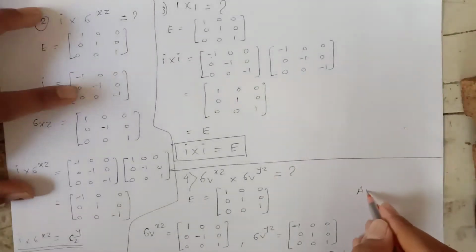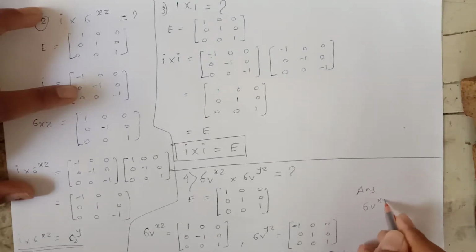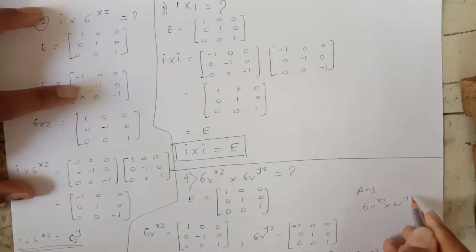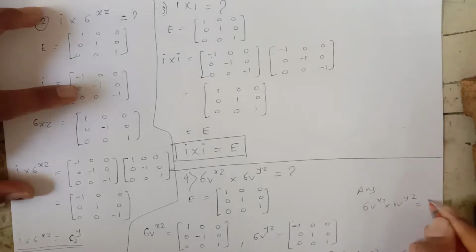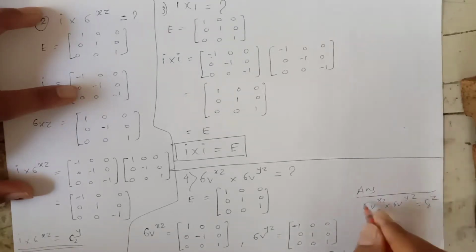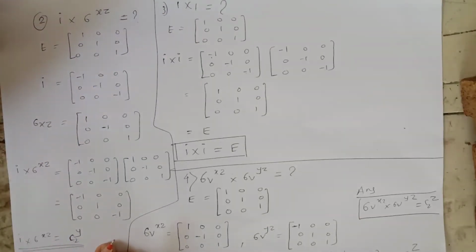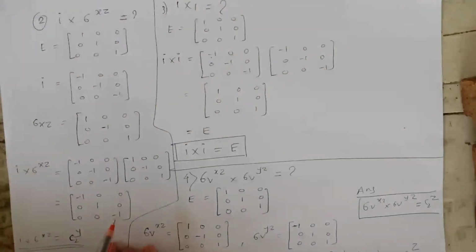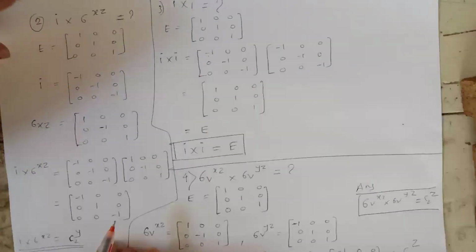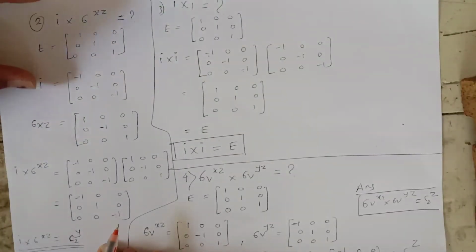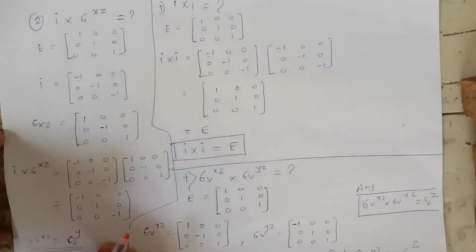Then the answer is sigma v xz into sigma v yz, which is equal to C2z. This is the answer of this problem. This is all about the symmetry operations we perform on the matrix, and we find out the product of those matrices. Thank you.